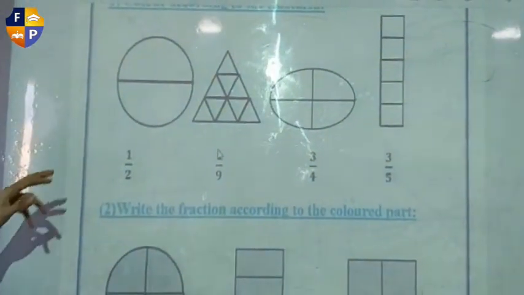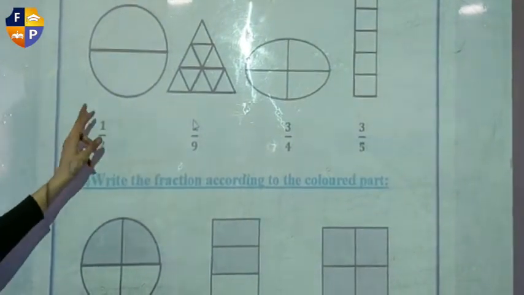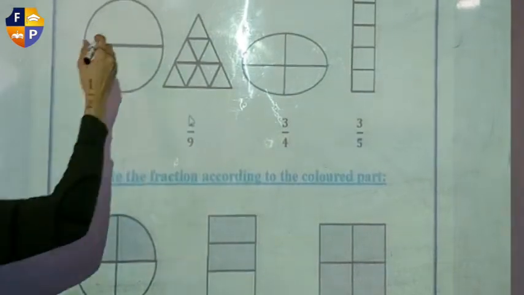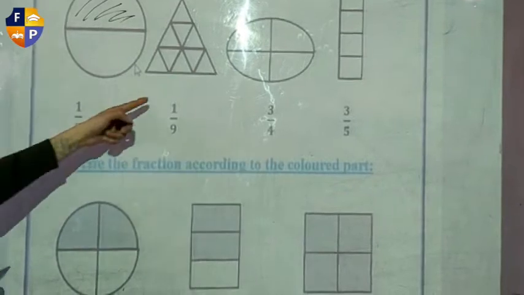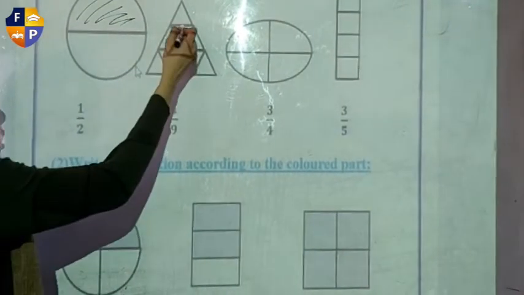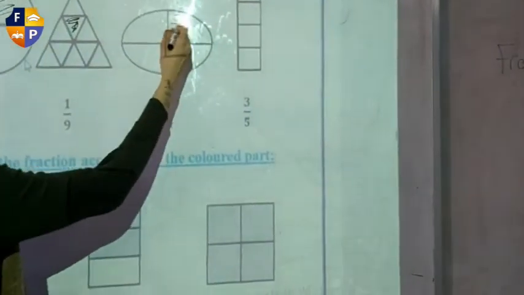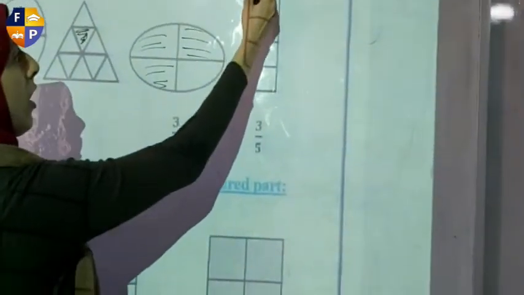Let's solve some exercise. Color according to the fraction. Half. So I'm going to color one part from the two parts. I have here two parts, so I'm going to color one part from the two. 1 over 9. I'm going to color one part from the 9. You can color any part because the fraction, all parts are equal. 3 over 4, color 3 parts from the 4. 3 over 5, color 3 from the 5.